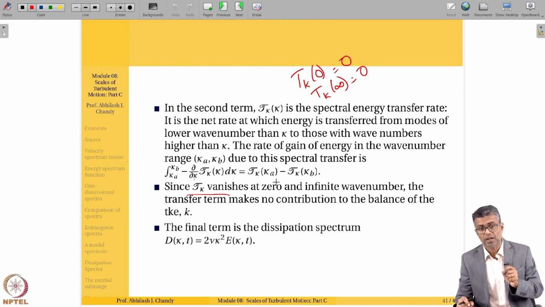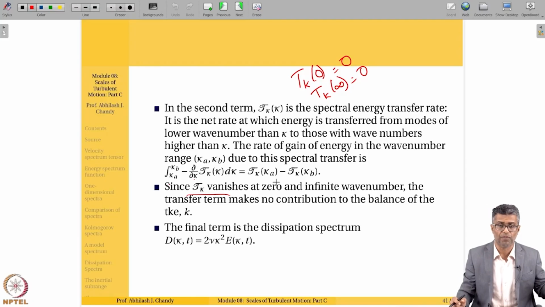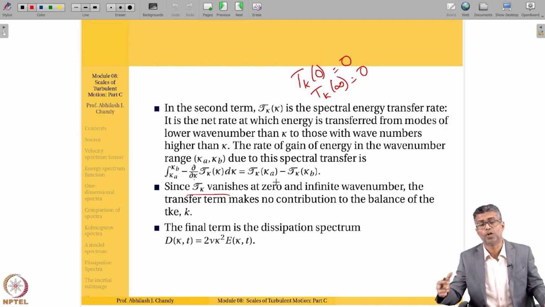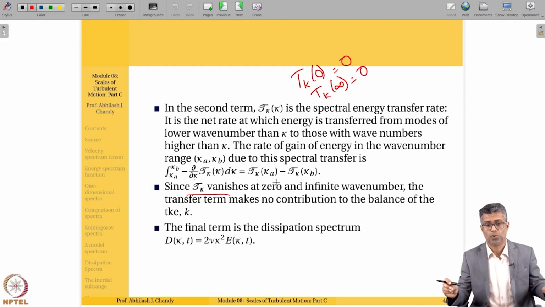Now from this we realized that Tk is vanishing both at zero and infinite wave numbers. Why is that? It is vanishing at zero wave number because there is nothing below it. There's no energy to transfer from below that wave number, so it is zero. And at infinite wave number, it is also zero because there are no wave numbers to transfer the energy to from there. That's the largest wave number. So at both ends, it should be zero, isn't it? So that much we know.